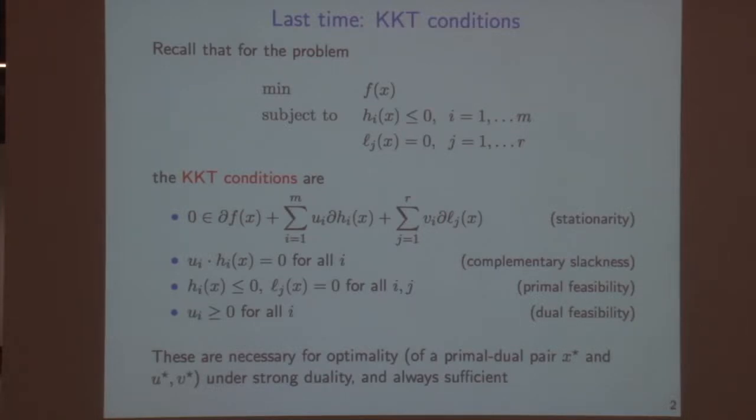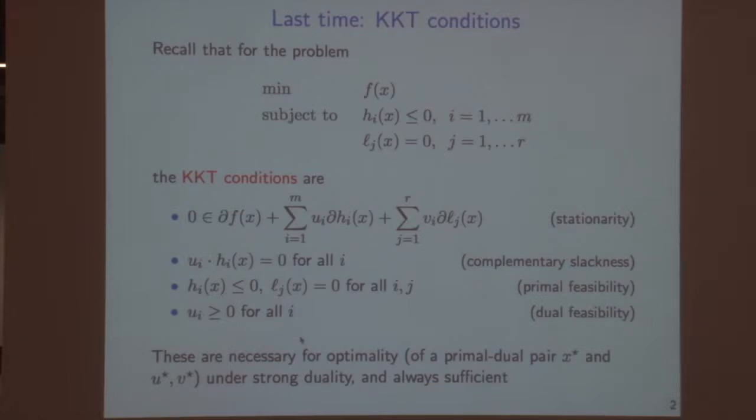If x, u, and v satisfy these conditions, then we know always, for a convex problem or not, this implies that x is primal optimal and u and v are dual optimal. That is something we proved last time. These are always sufficient for optimality. Furthermore, if we have a situation in which we know strong duality holds, which means that there's no duality gap, the primal at its optimal value and the dual at its optimal value are equal, then we know these are also necessary for optimality.